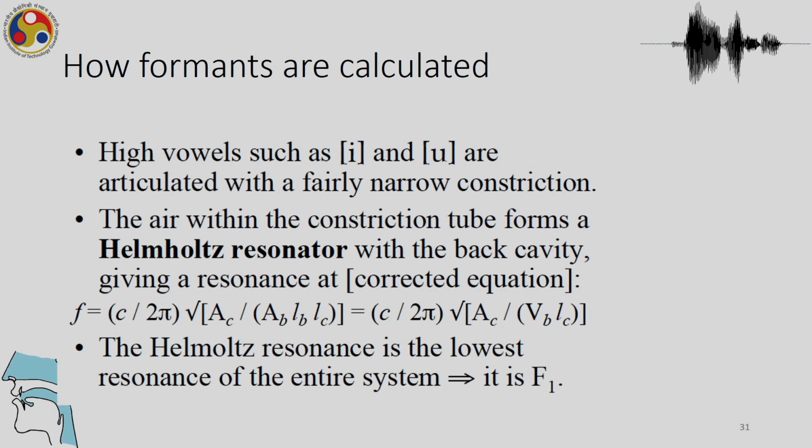And again, high vowels such as E and oo are articulated with a narrow constriction, which we just saw, and the air within the constriction tube forms a Helmholtz resonator with the back cavity, giving a resonance where we have this formula, which we will not go into because it will involve some explanation. It's just enough to know that there is a Helmholtz resonator which is responsible for the low frequencies of the high vowels. The Helmholtz resonance is the lowest resonance of the entire system, it is the F1.